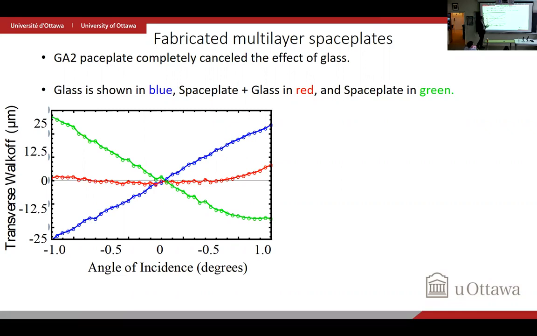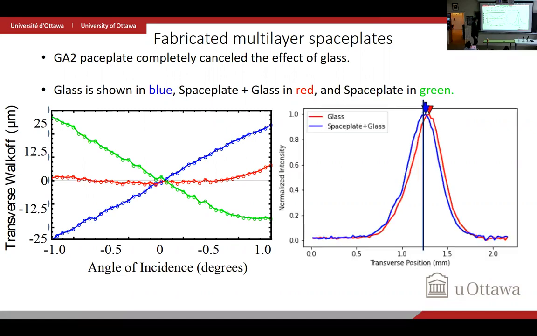On one of our spaceplate designs, the effect is so large that this 10 micron thick structure actually behaves like enough space, anti-space, to compensate for what the glass is doing. So now when you put this glass in and you tilt it, the beam stays still as you tilt it. So that's this red line. So the glass, and then the space plate, glass plus space plate, and then we subtract them, we get the space plate. But the main thing I want you to see is that as a function of angle, the center of the beam is not moving as you tilt the glass.